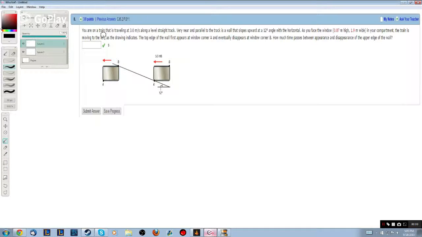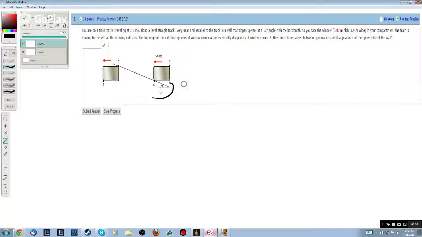Now, the premise here is you're on a train that's traveling at 3 meters per second along a level straight track. Very near and parallel to the track is a wall that slopes upwards at a 12-degree angle with a horizontal. So that's what this area here is showing.